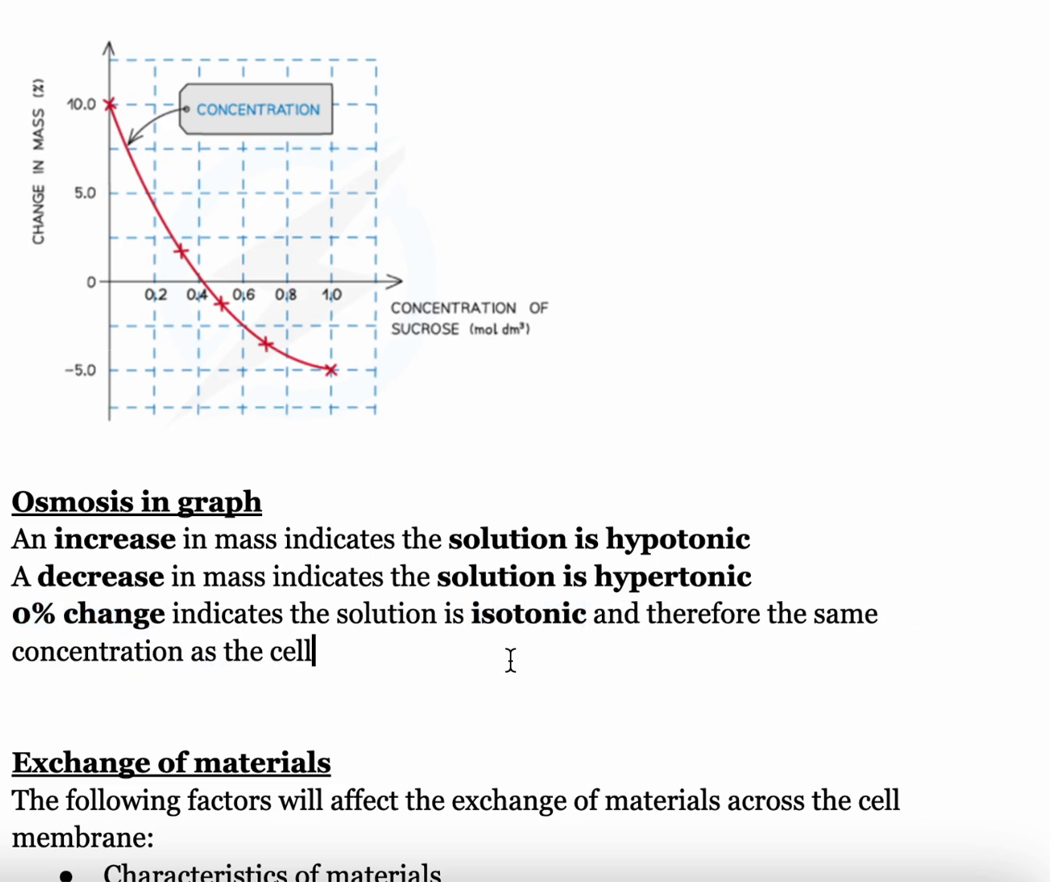So basically, hypo, increase; hyper, decrease. Okay, so let's think of an acronym. So O and ER. O, increase; ER, decrease.